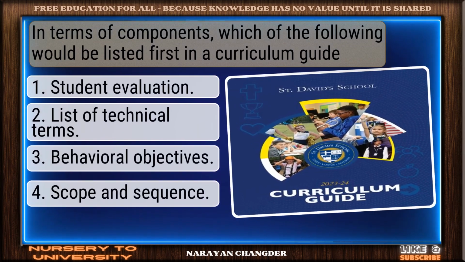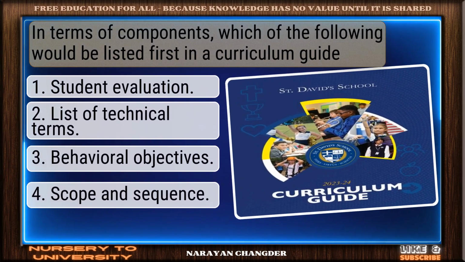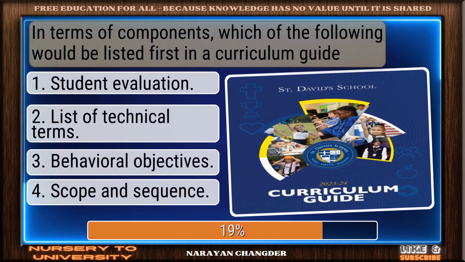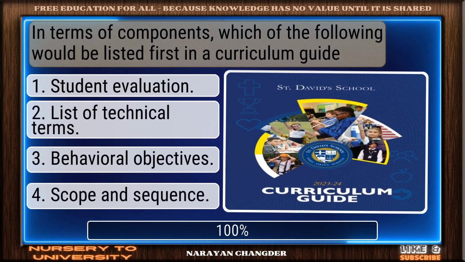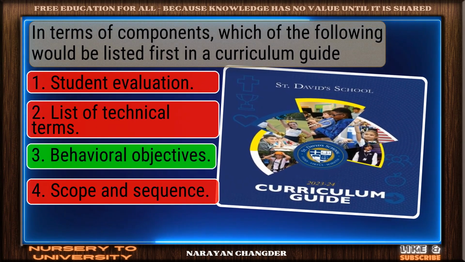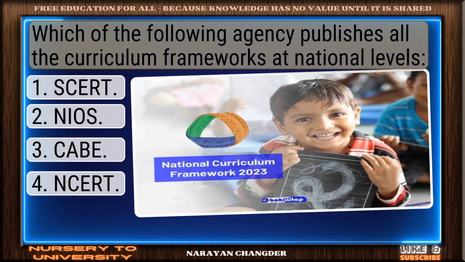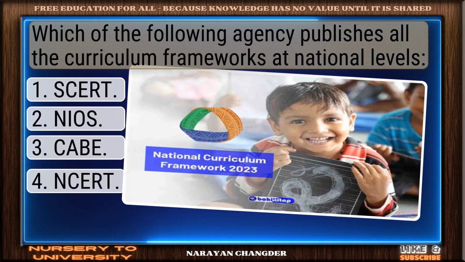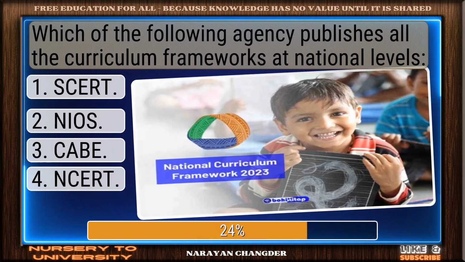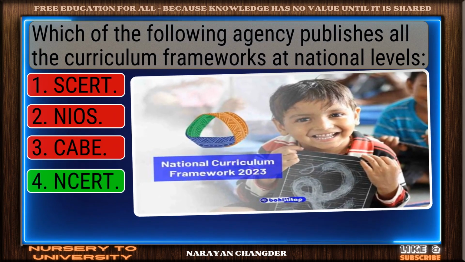In terms of components, which of the following would be listed first in a curriculum guide? Nice selection. Behavioral objectives is the correct and valid answer. Which of the following agency publishes all the curriculum frameworks at national levels? Bravo, NCERT is the answer.